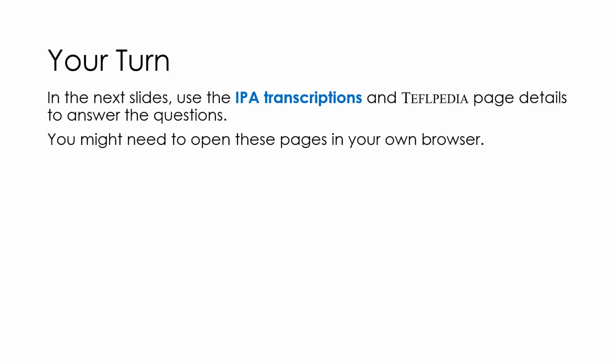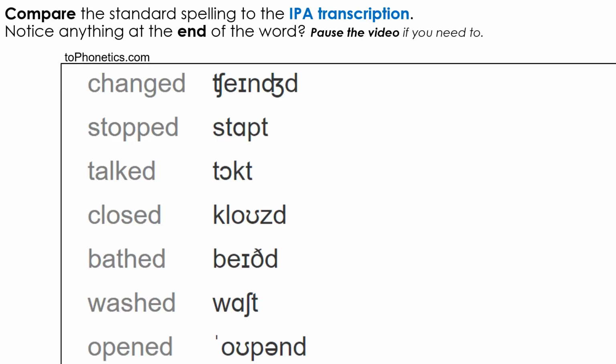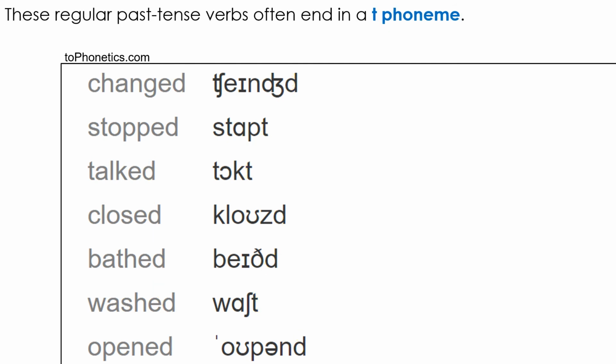In the next slides, use the IPA transcriptions and TEFLpedia page details to answer the questions. You might need to open these pages in your own browser. Compare the standard spelling to the IPA transcription. Notice anything at the end of the word? Pause the video if you need to. These regular past tense verbs often end in a t phoneme.